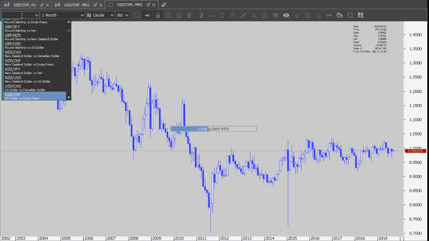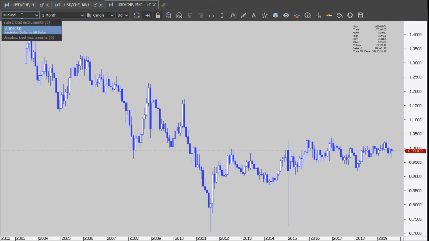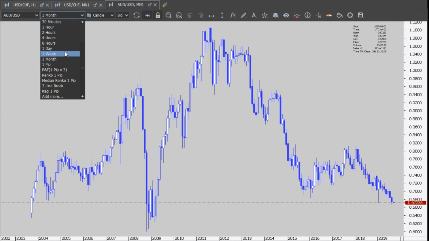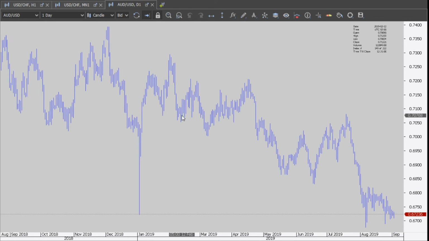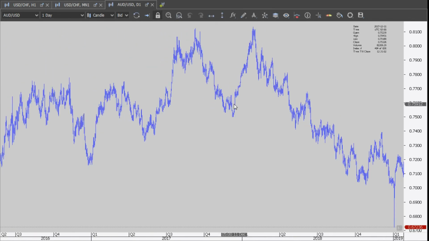Let's open AUDUSD. And let's see how to trade resistance. We're going to trade AUDUSD, okay? And we are going to do a trading exercise. Let's open the AUDUSD daily chart, everybody.